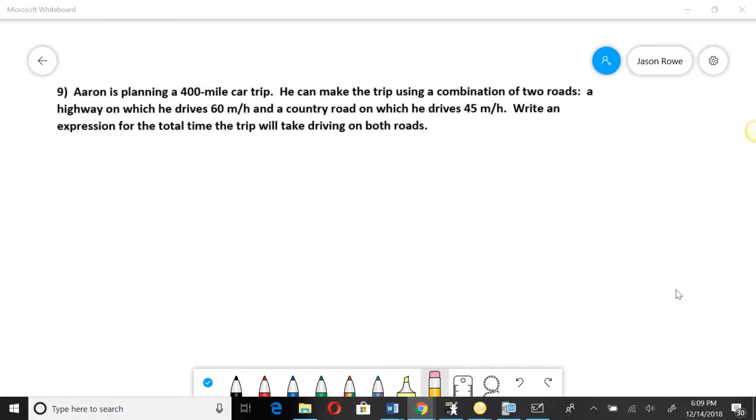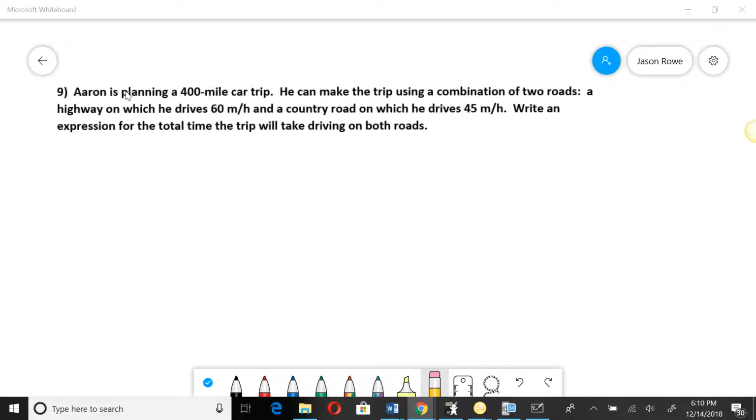This is Mr. Rowe. We're taking a look at intermediate algebra. This is part B, lesson 12. We're focusing on number 9. This is the work problem where you're trying to combine two things together and see what the total time is going to be. So let's take a look at what we got to do here. This is a similar example.